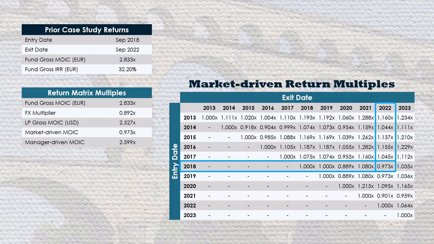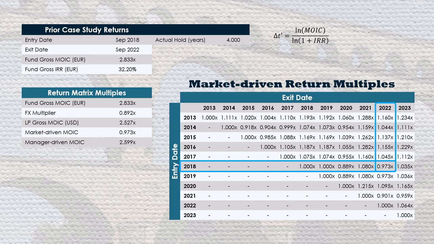Now, we could convert all these multiples into internal rates of return. We see that the deal was held for exactly 4 years, but we know that it had an add-on acquisition after the initial platform investment and an equity distribution prior to the ultimate exit. So we need the effective holding period, which is the natural log of a deal's gross multiple of invested capital divided by the natural log of 1 plus the gross IRR. In this case, that's 3.731 years.